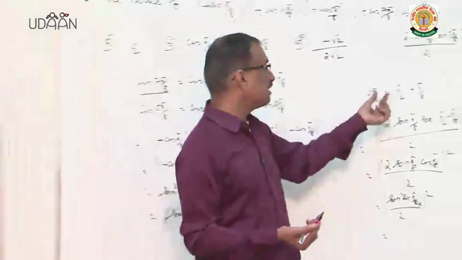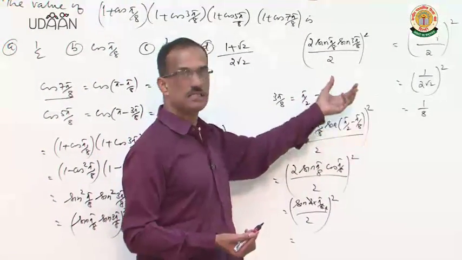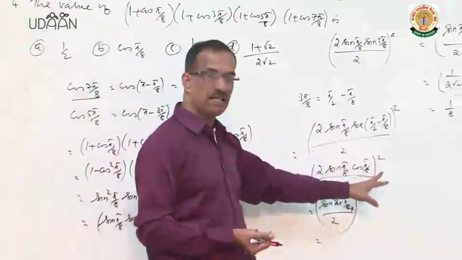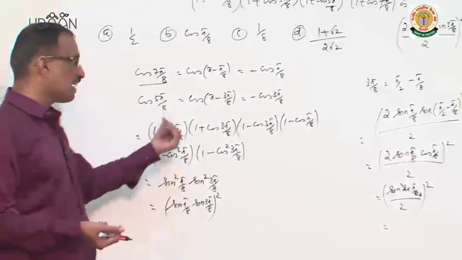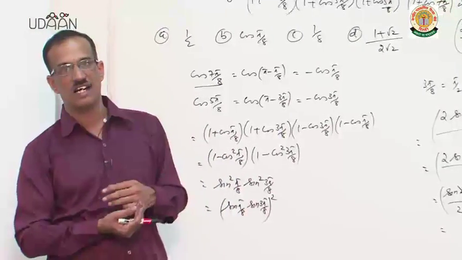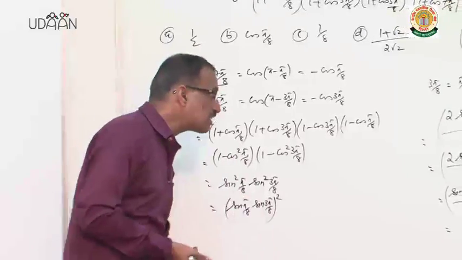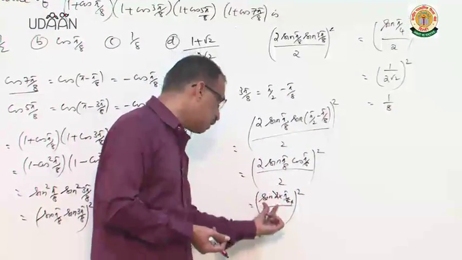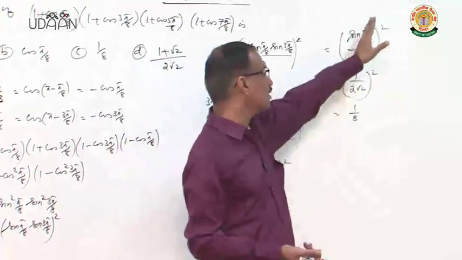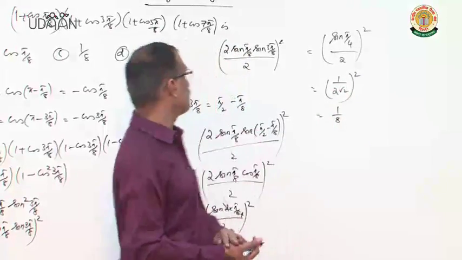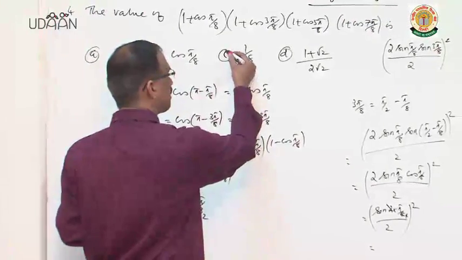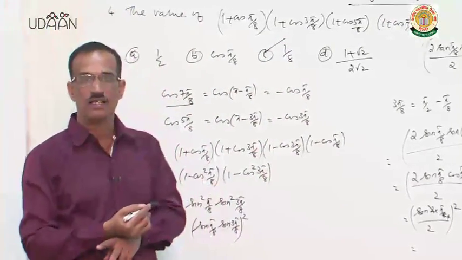And similarly, 3 pi by 8 can be written as pi by 2 minus pi by 8. So, sin of 3 pi by 8 can be written as cos pi by 8. Then we have used a plus b into a minus b, and then 1 minus cos squared theta as sin squared theta. On simplification, you get sin 2 into pi by 8, or sin pi by 4, by 2. Its whole square will give us 1 by 8. So the right option is not 1 by 2, it is not cos pi by 8, the right option is C, that is 1 by 8.